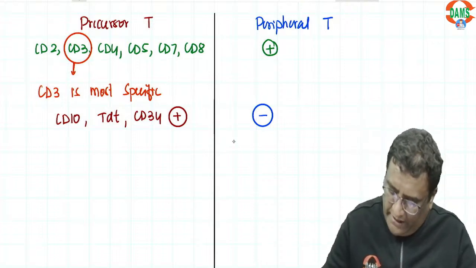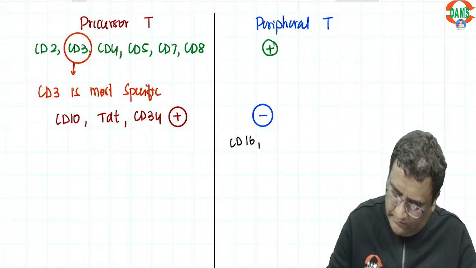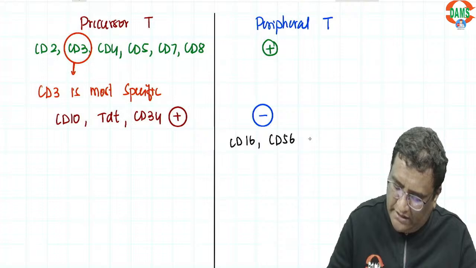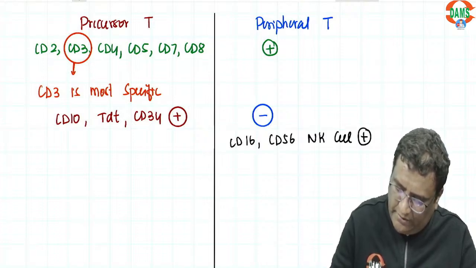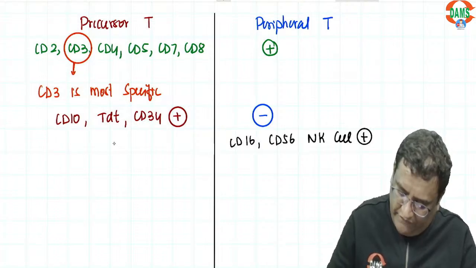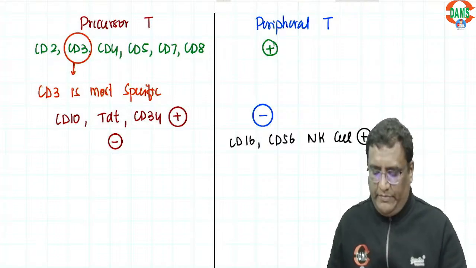Now, one more marker I'll write, the CD16. So we are having CD16, CD56. These are markers for NK cells. They are positive in NK cells. Remember, what are NK cells? NK cells are peripheral T cells. They are negative in precursor T.